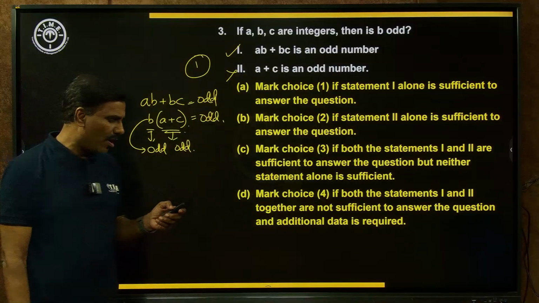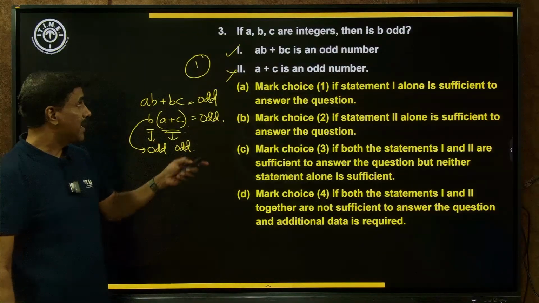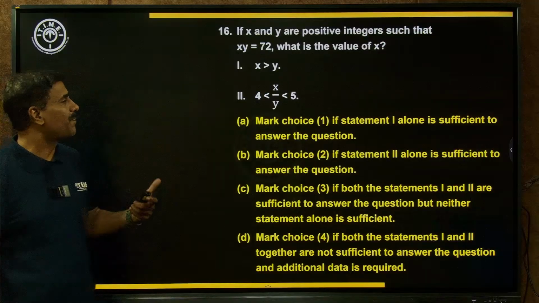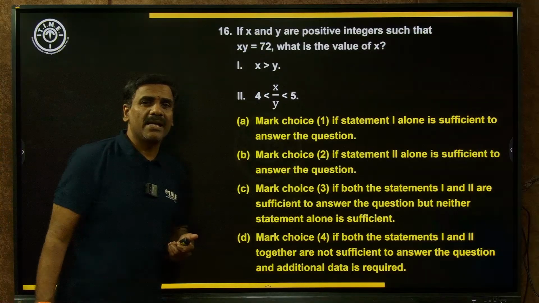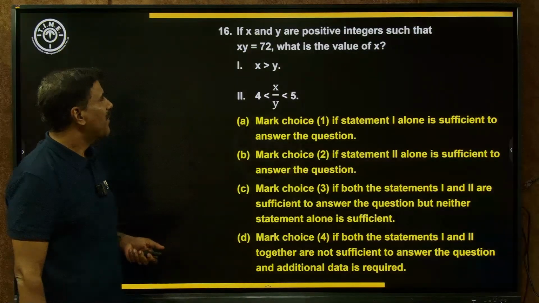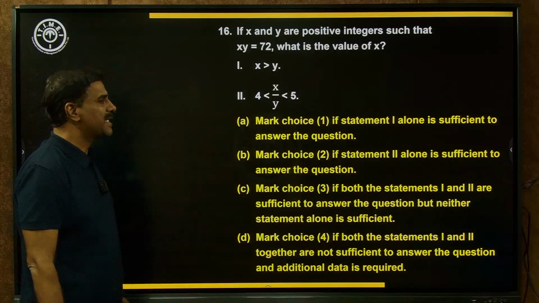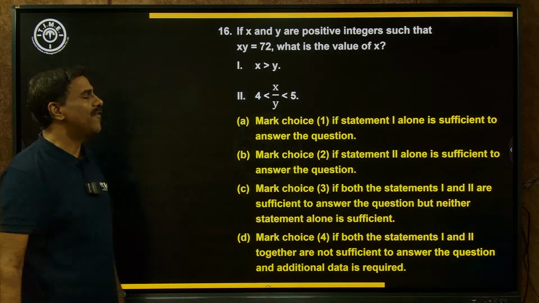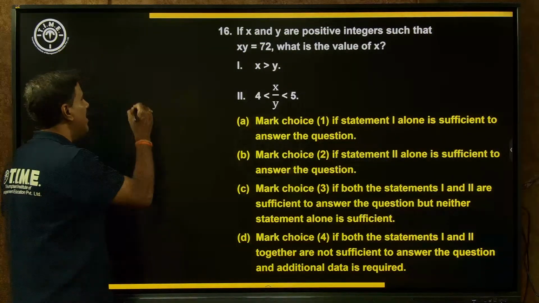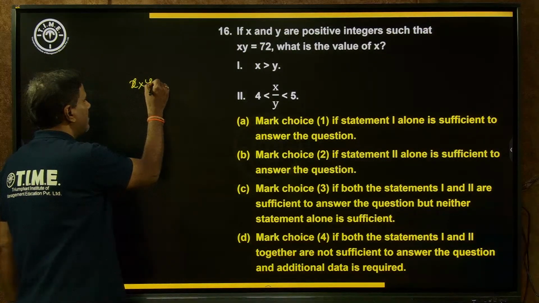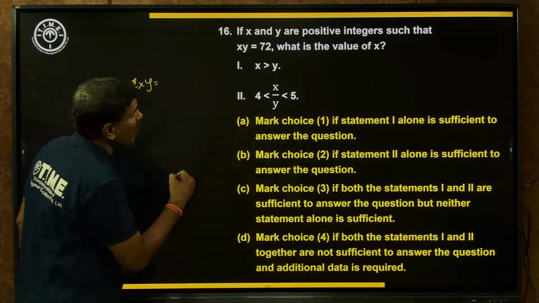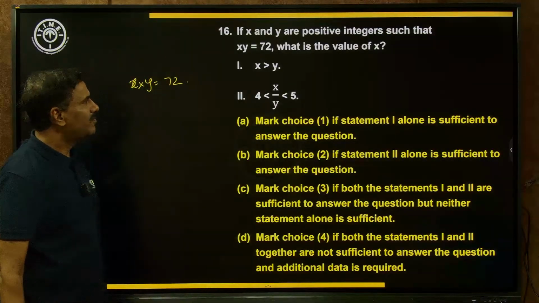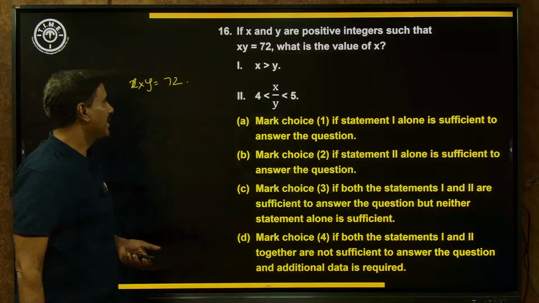Right? Let's move on to the next set of questions. These are the first 3 questions of the paper. Next we have data sufficiency questions in the paper, given as 16, 17, 18. So the 16th one: if x and y are positive integers such that x into y is 72, what is the value of x is the question. So x and y are given to be positive integers such that x into y is 72, and we have to find the value of x.